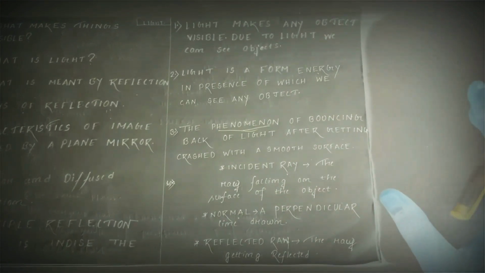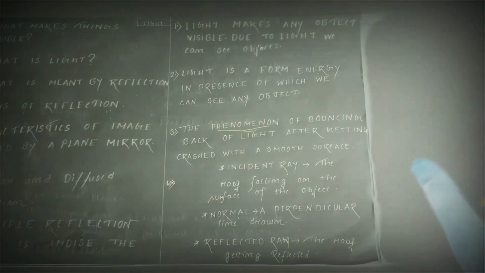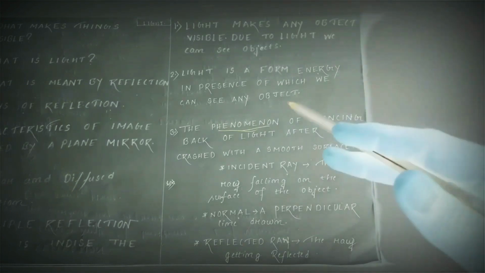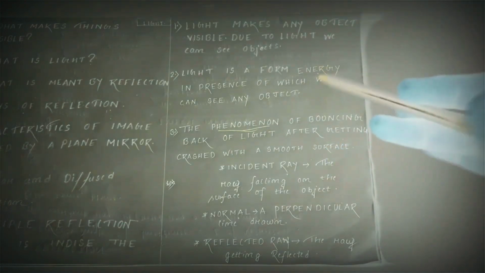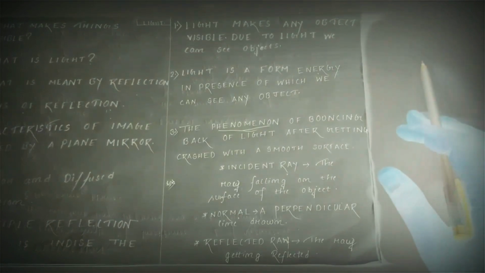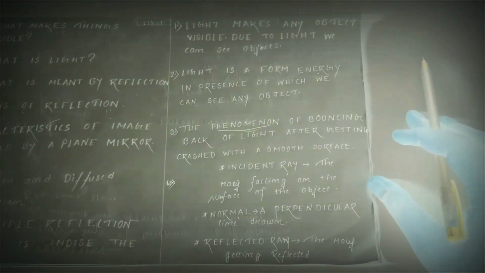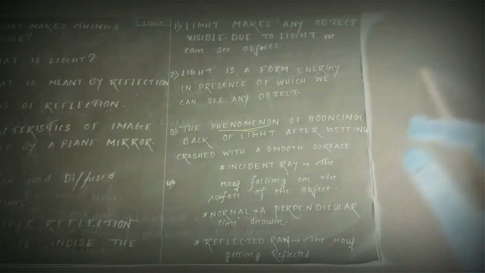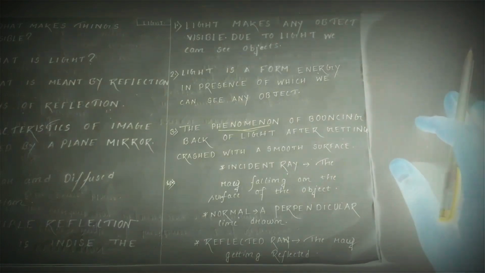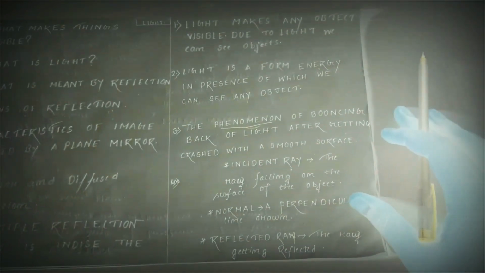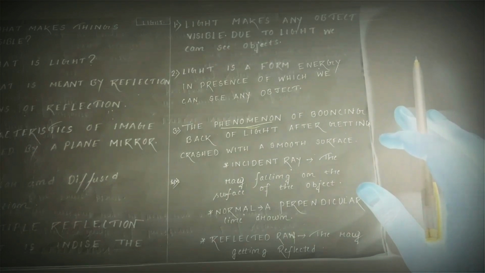Suppose you have kept a mirror and you are projecting a torchlight in front of it. Won't the light ray get reflected or bounced back from the surface? This is just because the object on which you are ejecting the light is a very shiny surface, due to which it is reflecting almost all of the light falling on the surface. So reflection is a phenomenon which creates a bouncing back of light after crashing with a substance which is shiny. This is called the reflection of light.